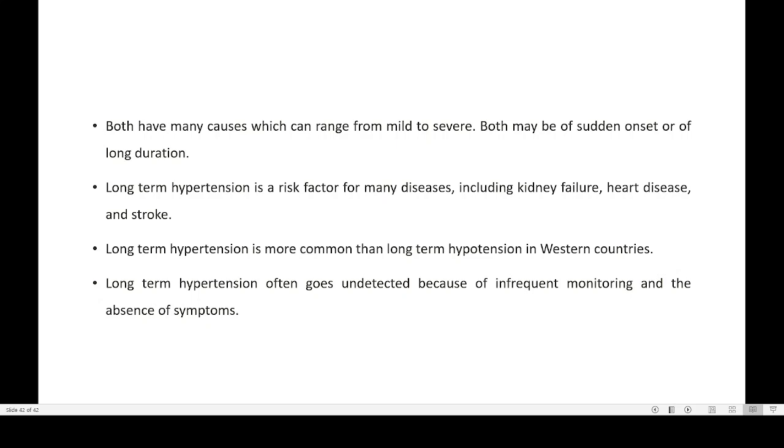And if it is a normal situation, that means it is there throughout their life, it is not a big problem. But if the pressure is more, it can create more problems. And long-term hypertension often goes undetected because of infrequent monitoring and absence of symptoms. So these are the things that you have to remember while dealing with the blood pressure.